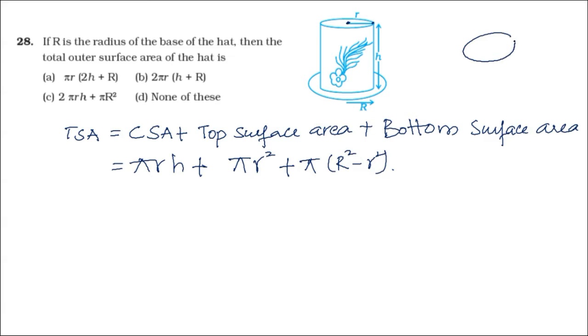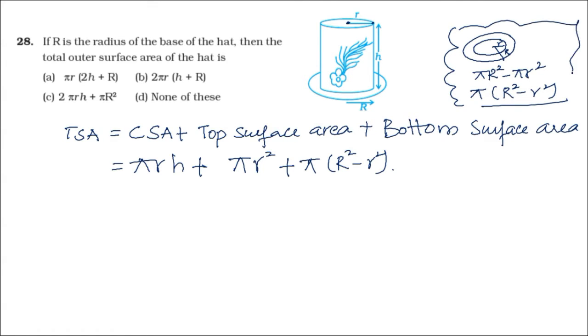If you look at the bottom, it is something like this: small r and capital R. Pi R square for the larger, pi r square for the smaller, pi taken common, we get R square minus r square. This will be the area of the bottom. So area of the bottom is taken as pi times of R square minus r square. If you look at this, this becomes pi r h added to pi r square added to pi times of capital R square minus pi times of small r square. This pi r square, they get cancelled.